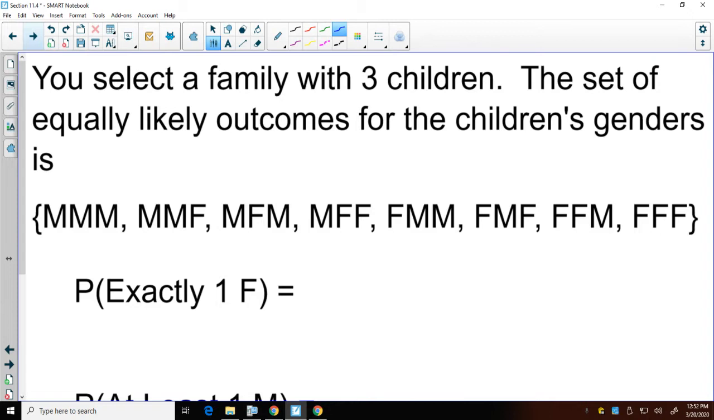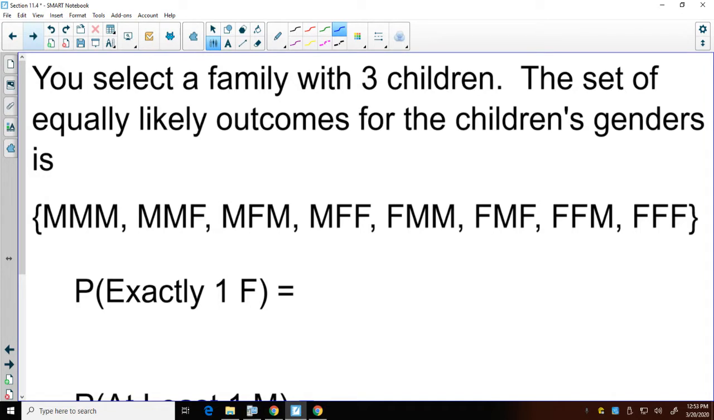So here it says, select a family with 3 children. The set of equally likely outcomes for the children's genders is MMM, MMF, MFM, MFF, FMM, FMF, FFM, FFF. Okay? Now, the order of these matters, so if many of you are thinking, Mr.